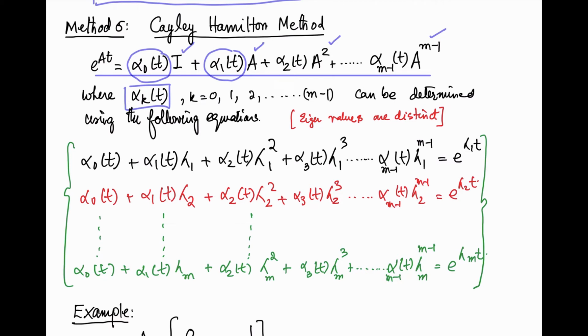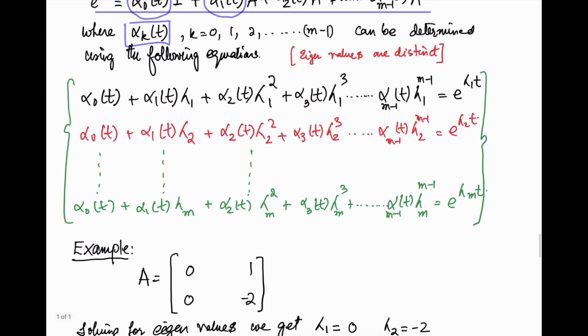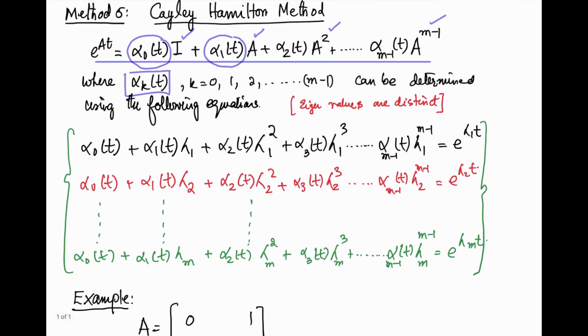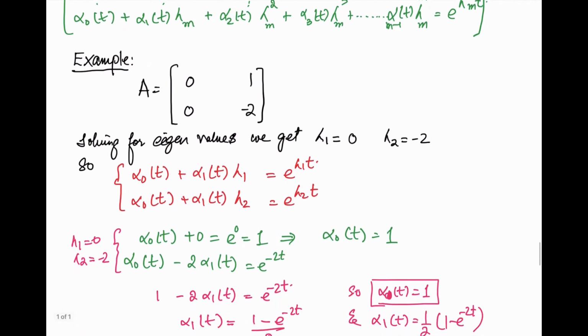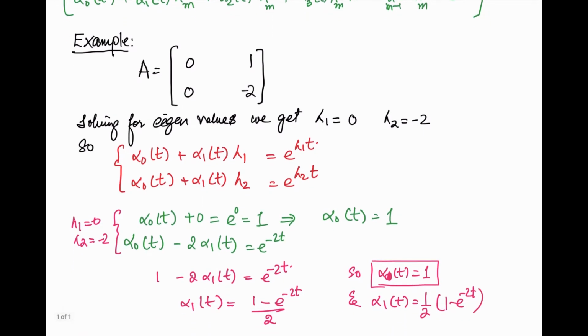Now let's see an example in which we will determine the state transition matrix using the Cayley-Hamilton method. Let's suppose that we have this state matrix, and this is the same one which we used in the last example in the Sylvester method. So we are going to solve the same problem with the Cayley-Hamilton method. Matrix A is given like this. The first step is to determine the eigenvalues. The first eigenvalue is 0 and the second eigenvalue is minus 2.